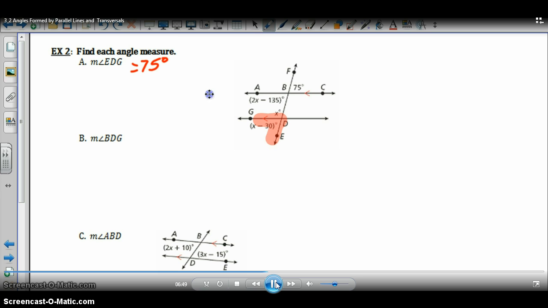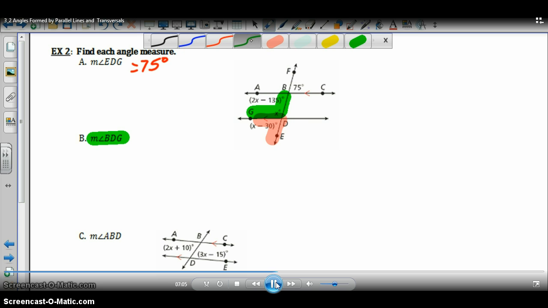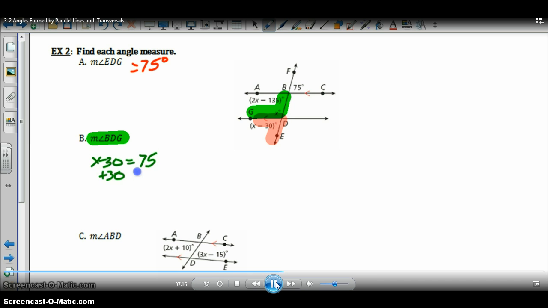In part B, we are going to try and find the measure of angle BDG, which is the expression for x. And that is where we will do our x minus 30 equals 75. And by adding 30 to both sides, we can find out what x is, and that'll tell me the value of 105 degrees, which is the measure of angle BDG.